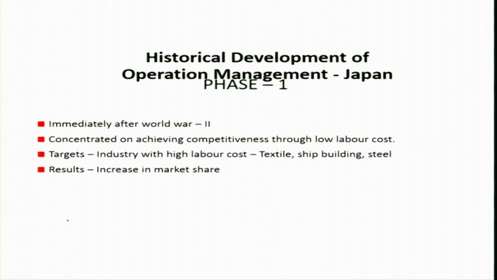Let us see the historical development post 1950s, with Japan at the center of these developments. We all know that nuclear bombs were dropped on Japan, on Hiroshima and Nagasaki, during the Second World War, and Japan was totally ruined. Immediately after the war, Japan wanted to build up its economy again. So, what did they do? They concentrated on achieving competitiveness through activities having low labor cost, because at that time the only resource they had was cheap labor. So, they developed the industries which require a high amount of labor because they had that.